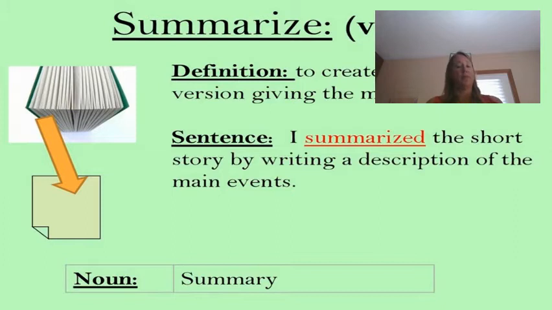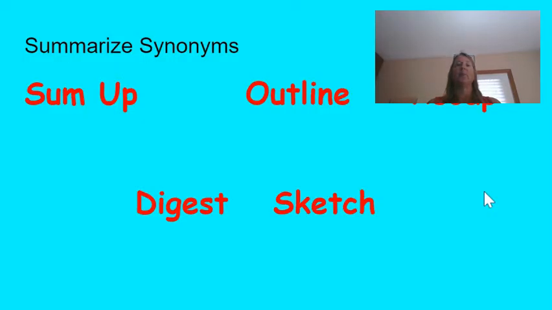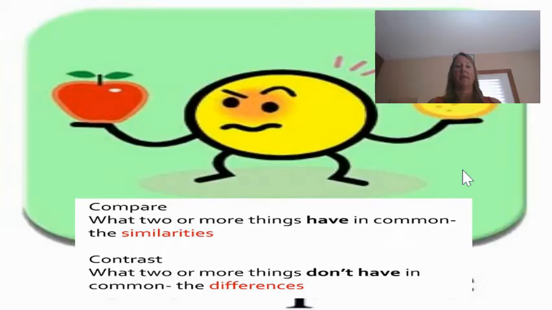You summarize quite often in your English language arts class. You summarize in math when you give an answer. That's a summary of the problem. I'm sure you summarize in science as well. So when you give a shortened version of an article that you've read or a lab that you've done, you summarize what you did. So summarize. Synonyms, things that are the same as summarize: sum up, outline, recap it, digest the information, or sketch it out. There could be other ways to think about it.